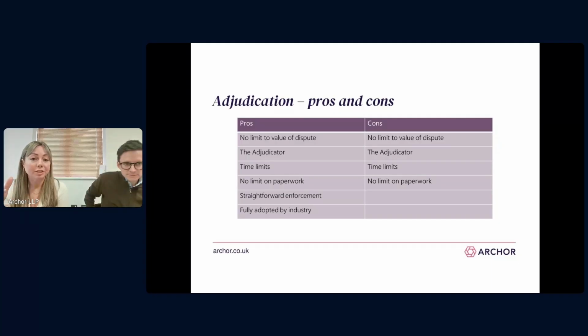Pros with adjudication: straightforward enforcement, and this dispute resolution mechanism is fully adopted by the industry. Everyone seems to know what construction adjudication is, and most people, they get an adjudicated decision. Even if they don't like it, they don't tend to have that dispute decided by the courts or arbitration. People just draw a line under it and get on with it.